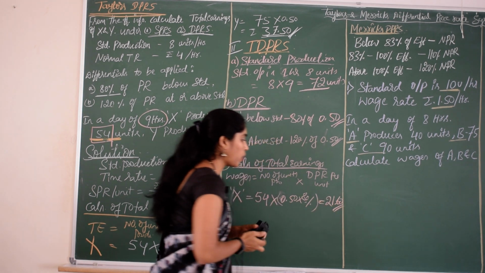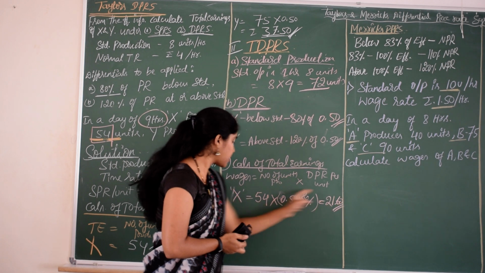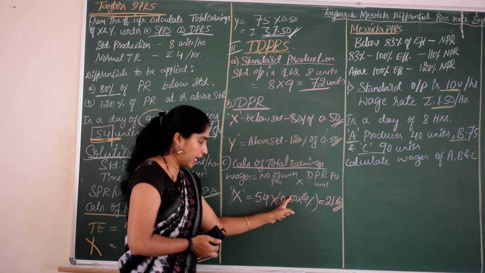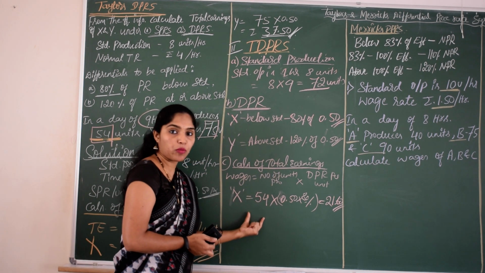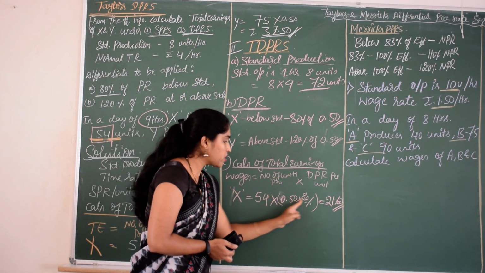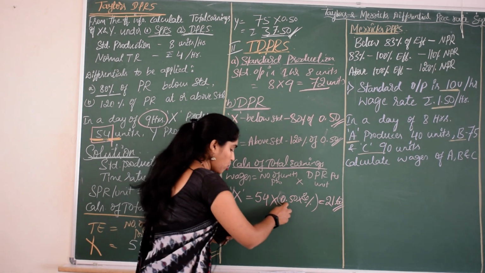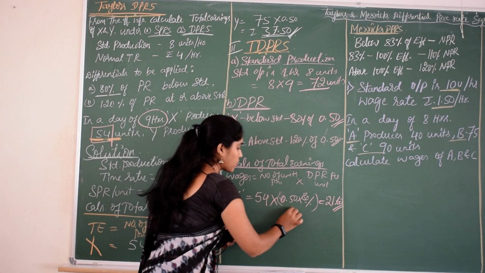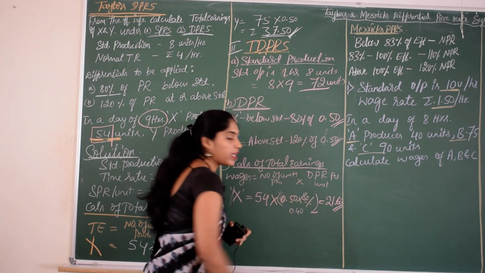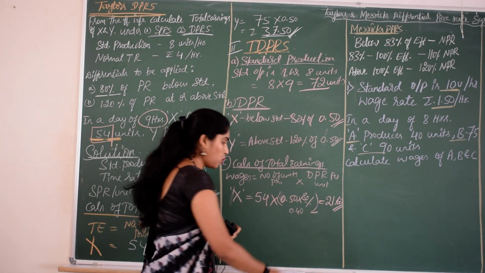So you will get 21.60. So 21 rupees 60 paise is the remuneration or wages of Mr. X. See, 54 is the number of units produced, and differential piece rate system is 80% of 50 paise. So that means here you are going to get 40 paise. 54 into 40 paise, you will get 21.60.